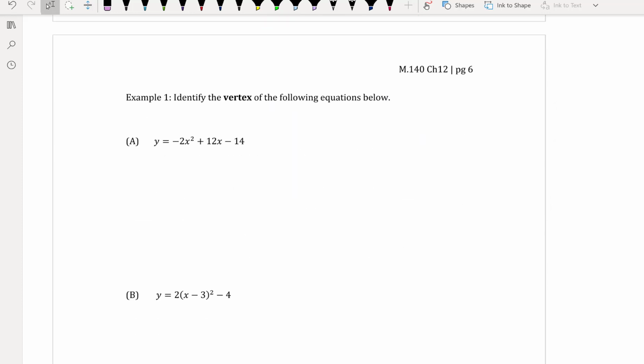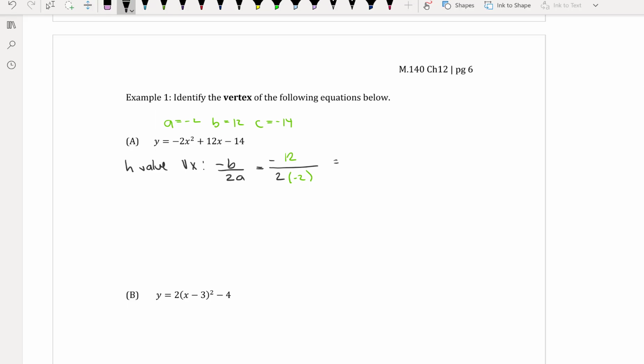So in the first couple of examples, we just want to identify the vertex of the following equations. So for this first A problem, it looks like it's in standard form. So to get the h value of the vertex, I'm going to use the formula negative b over 2a, where I have that a is equal to negative 2, my b is equal to 12, and my c is equal to negative 14. So I'm going to have my b value, which is 12, and I have my a value, which is negative 2.